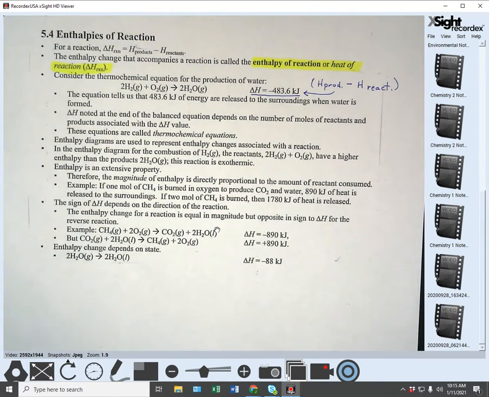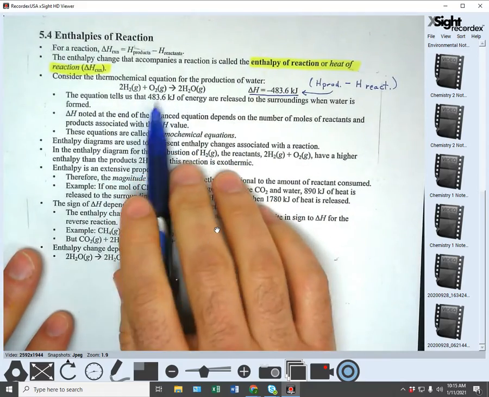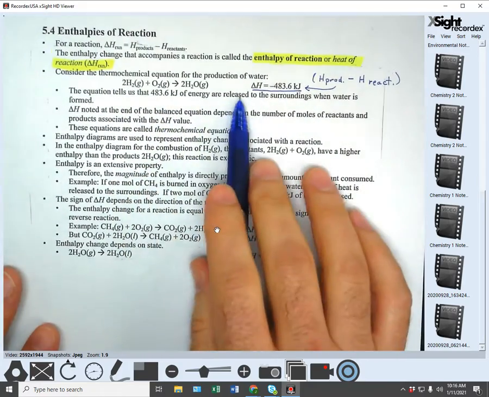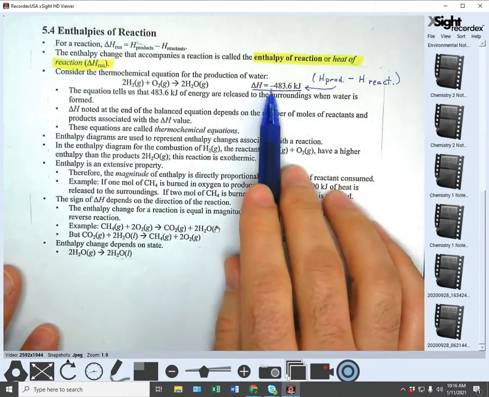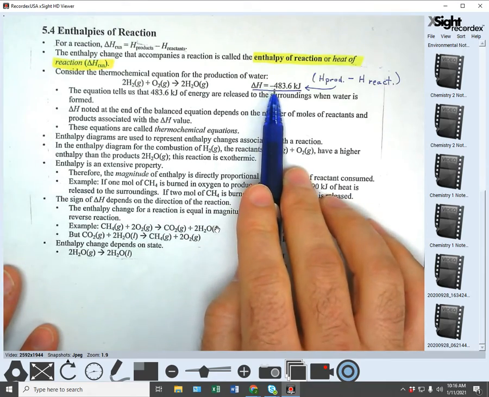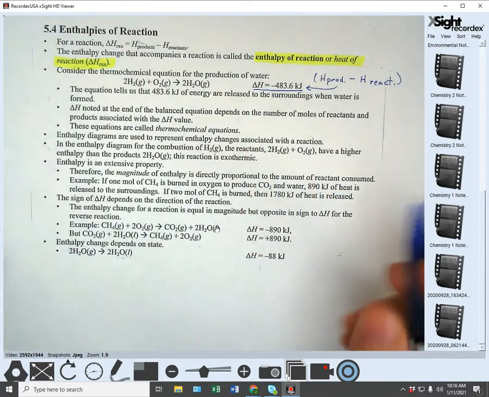Okay. This equation tells us that this many kilojoules of energy are released to the surroundings. How do we know released to the surroundings? That's because our delta H is negative.